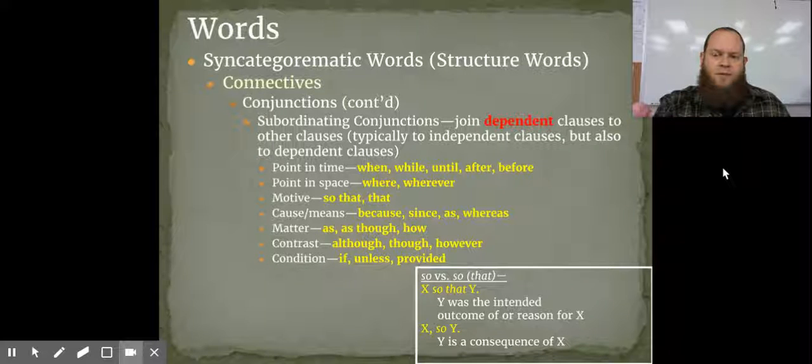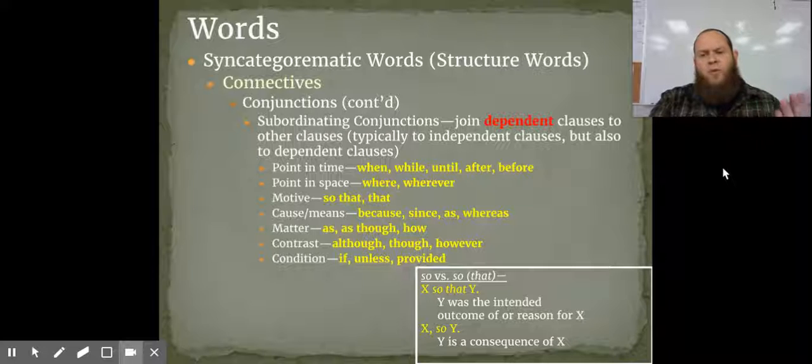Really, these are just kind of for your help here, right? Some example subordinating conjunctions, and then the relationship that they indicate between the two clauses. Temporal, spatial relationships, motive, contrast, condition, things like that. And then, of course, remember that in the class, I tend to talk about relative pronouns also being kind of in this category, though they're a little different. Okay, so keep that in mind.